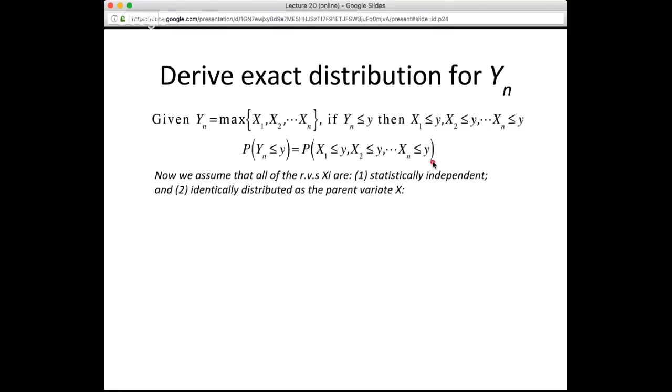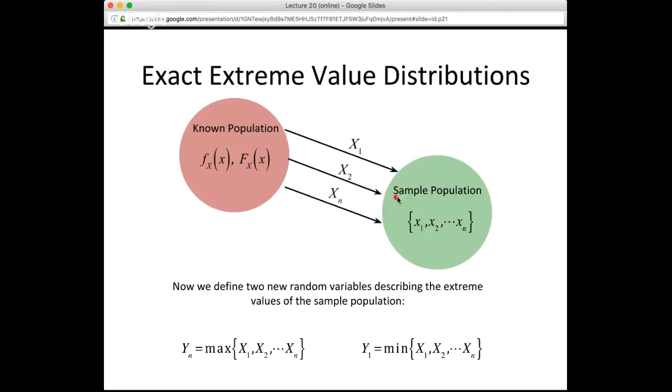And now we essentially make two assumptions about the sample population and the random variables xi. We assume that the xi are all statistically independent. So every time we take a sample, it's statistically independent from all other samples. And we also assume that each of these xi is identically distributed as the parent variate. So if we go back to our picture here, basically what we're saying is that the random variables x1, x2 through xn have exactly the same distribution as the parent population or initial population, as it's described here in the red bubble.